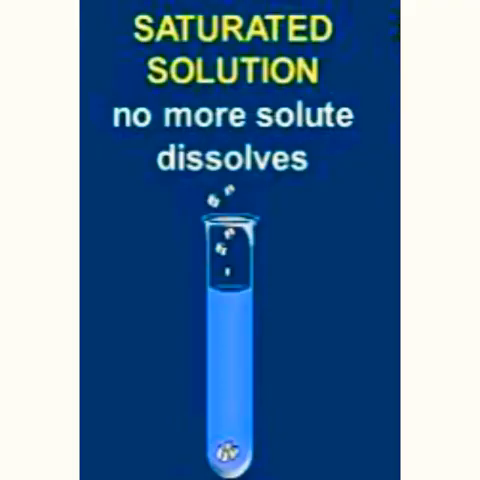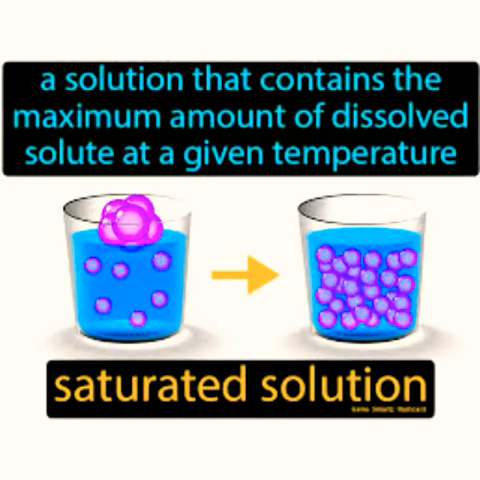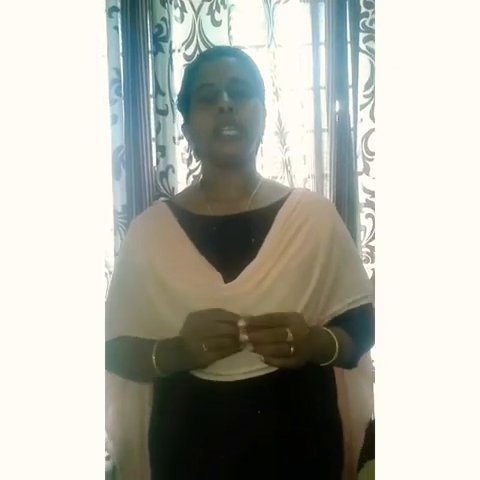At a particular temperature, no more solute can be dissolved in the given solvent. So the solution has reached the maximum amount of dissolved solute at a given temperature. Such solutions are called saturated solution. So from this example, we can say that at a particular temperature, no more solute is dissolved in a given solvent. That is, at a point, we can see that the solute will not dissolve in the given solvent. Such solutions are called saturated solution.